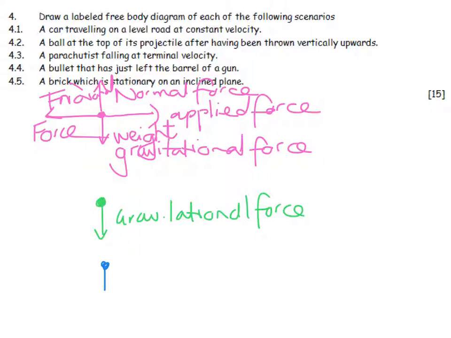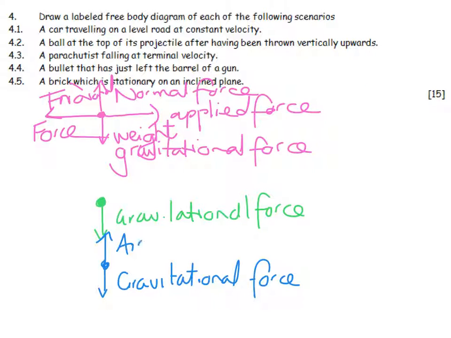Parachutist is coming down at constant velocity. Again, we've got a gravitational force. And then it's a constant velocity, so there must be an equal but opposite force in the opposite direction, and that is air friction, or air frictional force, if you prefer.